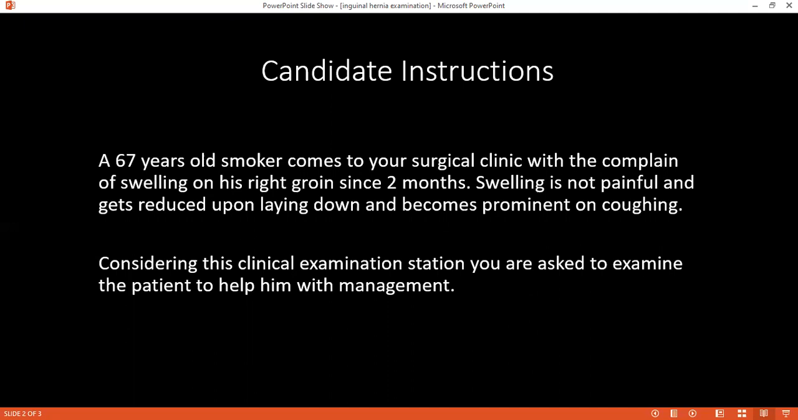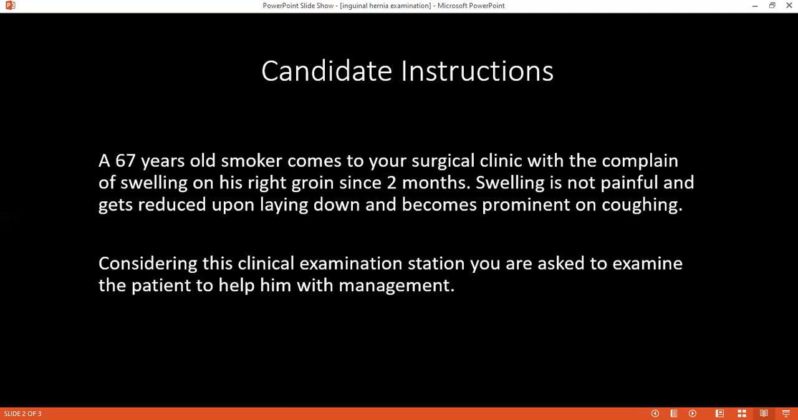Ma'am, I will auscultate the lump. I will auscultate the lump to look for any bruit or not, and bowel sounds. Yes, ma'am.